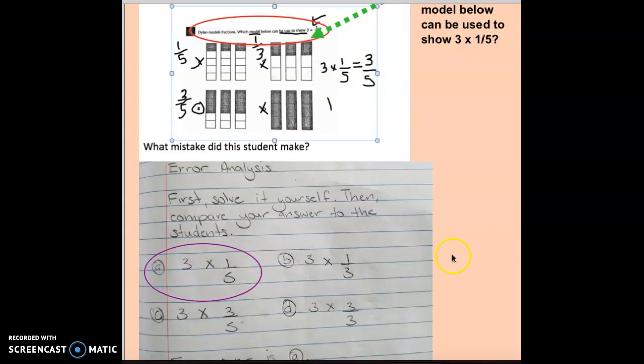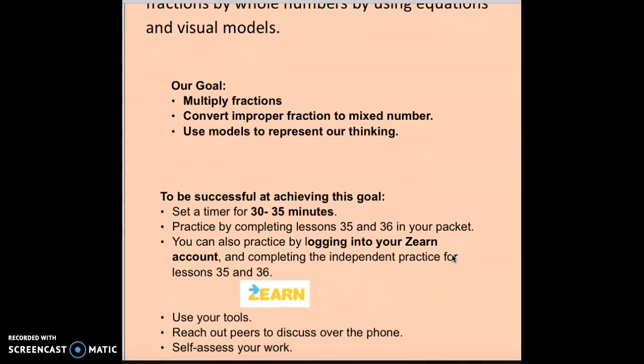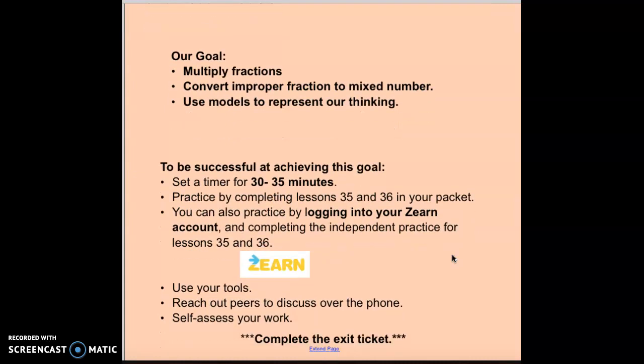So what I want you to do today is log on to your Zearn account for 30 to 35 minutes, and work on lessons 35 and 36 because we want to achieve the goal of multiplying fractions, and we want to be able to use bar models and use our skills with converting improper fractions to mixed numbers. Use your tools, reach out to discuss with a partner, self-assess your work, and then complete the exit ticket once you are done.